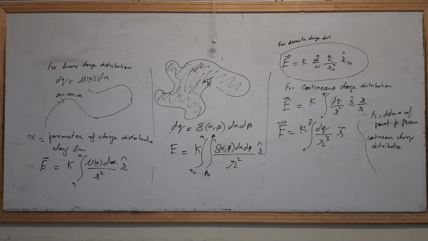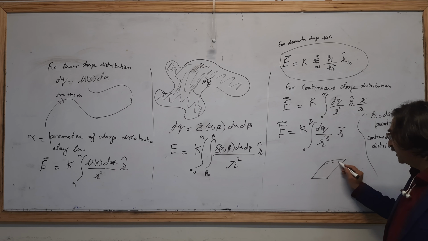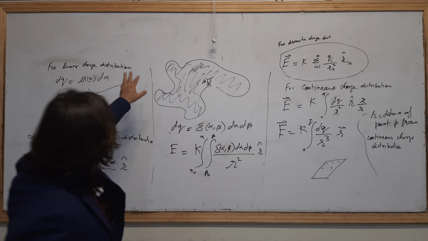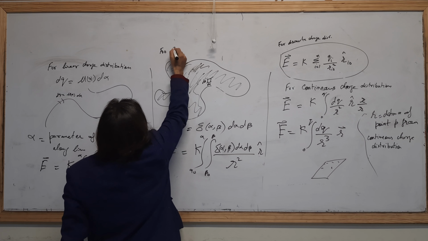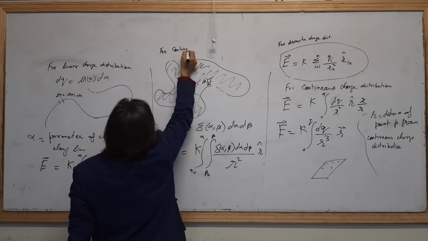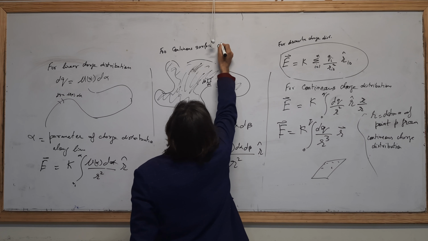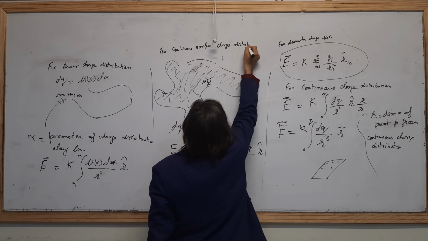If charge is distributed on this plate, like a parallel plate capacitor that you must have studied, the charge on it is surface charge distribution. We are studying continuous charge distribution: linear, surface, and then volume.